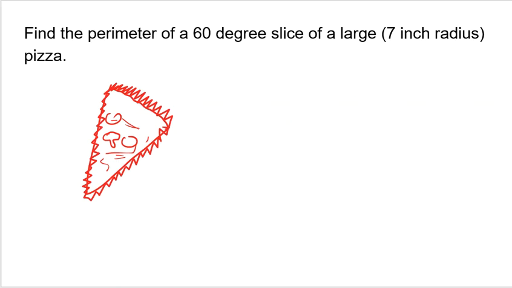So the good news is we know that it's a 7-inch radius large pizza. So that means we know that this distance right here is 7 inches. And both straight sides of a piece of pizza are the same as long as you cut it correctly. So those are both 7. So we got to figure out the arc length. We know that this is 60 degrees because it said it was a 60-degree slice of pizza. We need to figure out the arc length. Oh, this is great. I got a great formula. Theta equals arc length divided by radius.